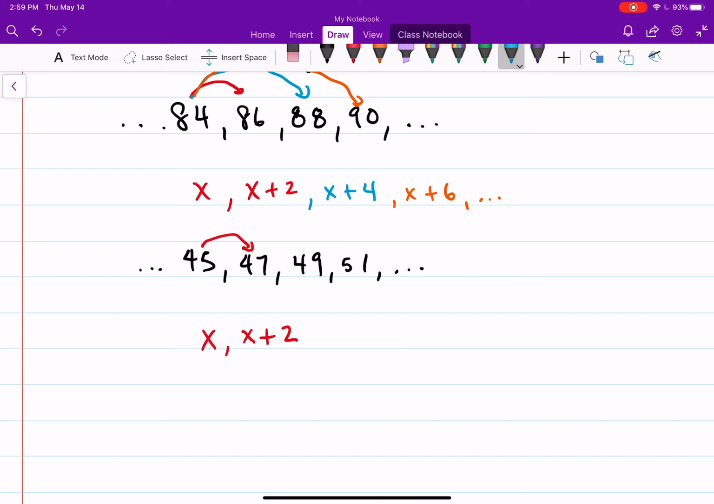Let's ask the same question again. What did I do to 45 to get 49? You added 4. What did you do to 45 to get to 51? You added 6. Oh, look at that. You mean the even and the odd is the same thing? Which makes sense. Think about it. Even numbers go by 2s. Odd numbers also go by 2s, don't they?